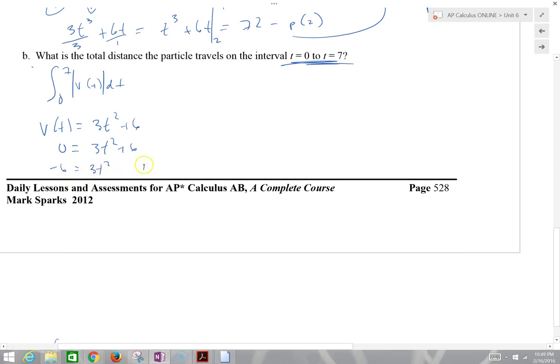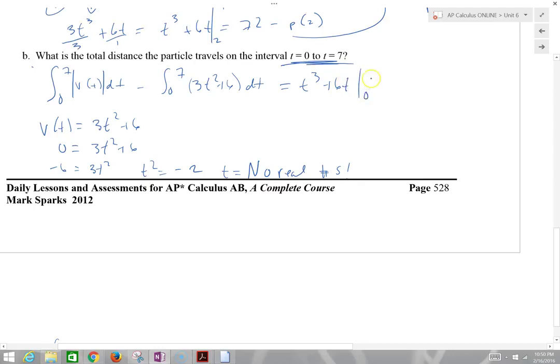Let's see, divide by 3, we get t squared equals negative 2, which means t is equal to, well, there are no real numbers that make this happen. Which means this will never change direction, so we don't have to worry about the absolute value. So we take the antiderivative, which we've already done. This is equal to t cubed plus 6.